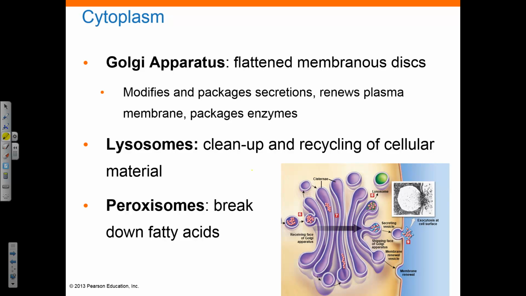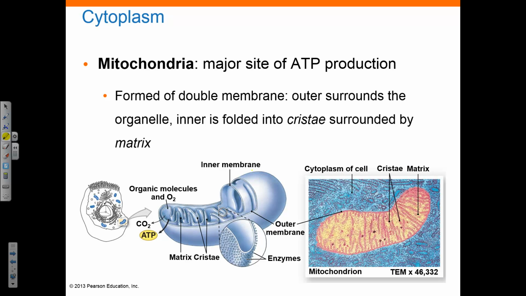Peroxisomes are designed to break down fatty acids and neutralize free radicals such as hydrogen peroxide that are formed from this process. The mitochondria are considered the powerhouse of the cell. They are the major site of ATP production. The number of mitochondria in a cell varies based on the cell's energy needs. For example, red blood cells have no mitochondria, while cardiac muscle cells have many.